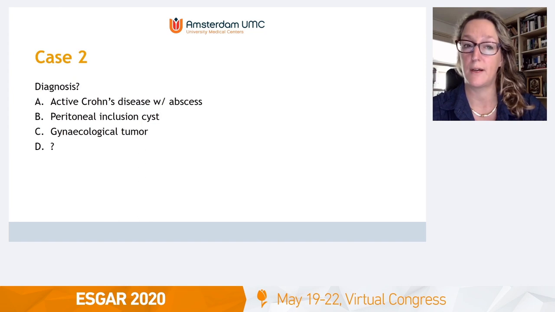So I would like to ask you whether you already can think of a possible diagnosis. Could this be an active Crohn's disease with an abscess? Could this be a peritoneal inclusion cyst, meaning the encapsulated collection? Could this be a gynecological tumor or another diagnosis? Please vote.